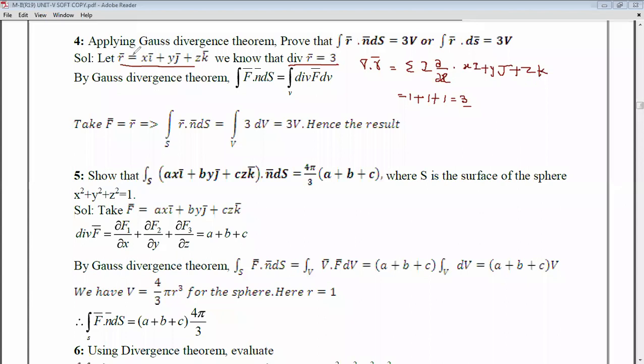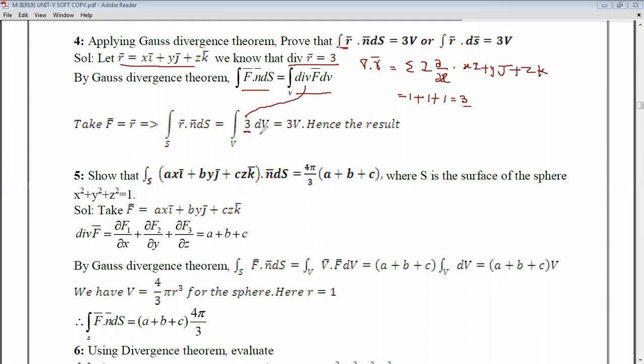And what they mentioned here is to apply Gauss divergence theorem. Here they didn't ask to verify, so just by using the statement of Gauss divergence theorem, we need to prove this. The divergence theorem statement is: integral of f bar dot n bar ds is equal to integral of divergence f bar dV. Here, in place of f bar we have r bar, just to compare with the given problem. So f bar is nothing but r bar. So the integral of r bar dot n bar ds is equal to the integral of divergence r bar dV. The divergence of r bar we got is 3, so we substitute 3 and dV as is.